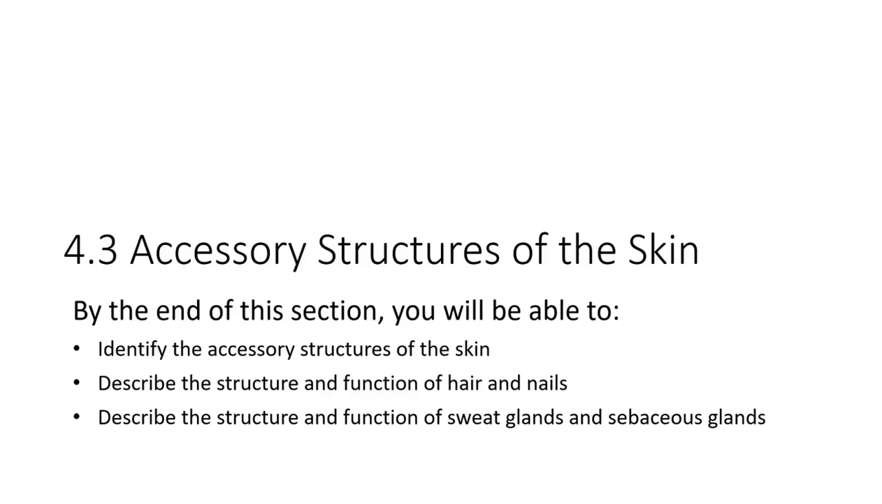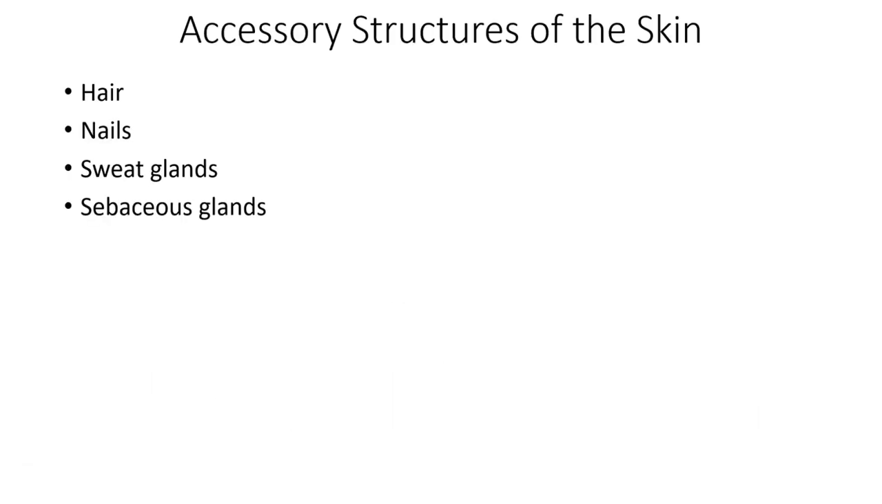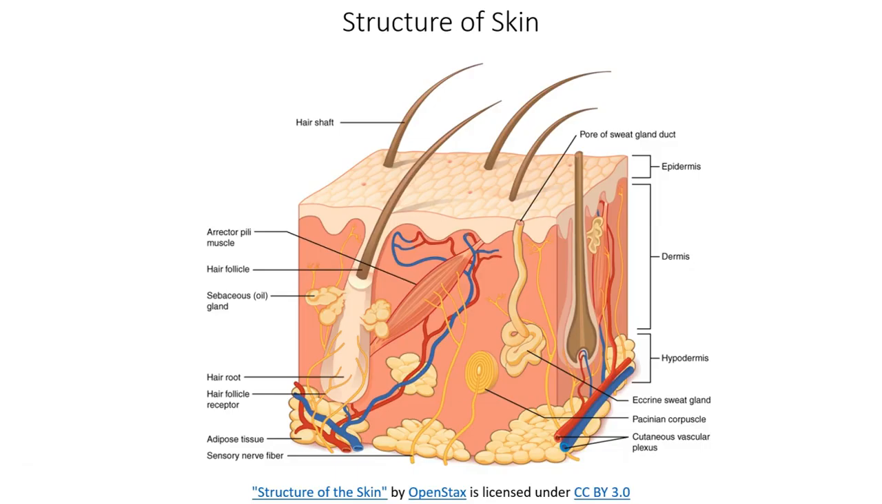Alright, we are continuing with the integumentary system, and in this video we are going to talk about accessory structures of the skin. So accessory structures of the skin include the hair, nails, sweat glands, and sebaceous glands, also known as oil glands. So here's our image of that structure of the skin again. And so you can see those sebaceous or oil glands are next to and anchored into the hair follicles.